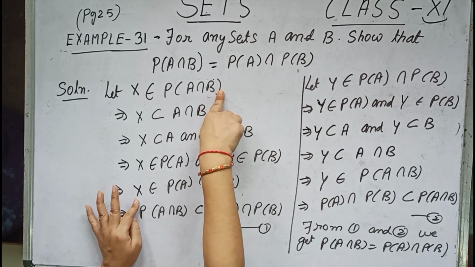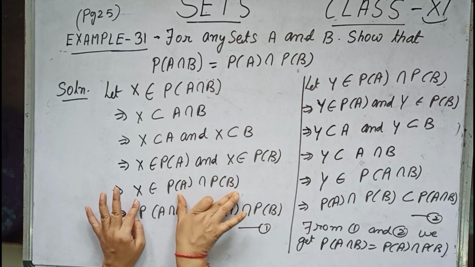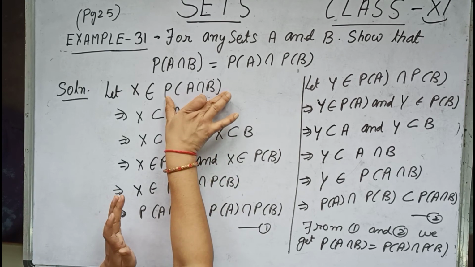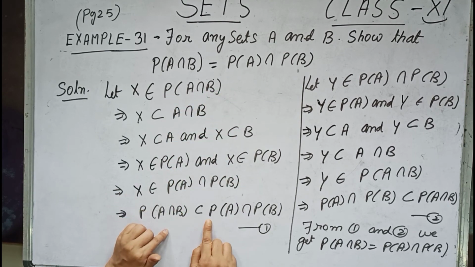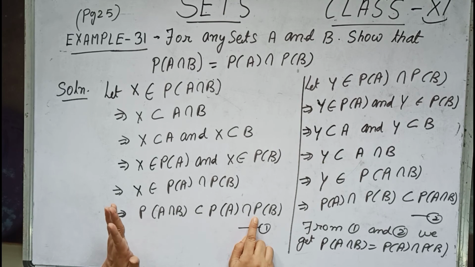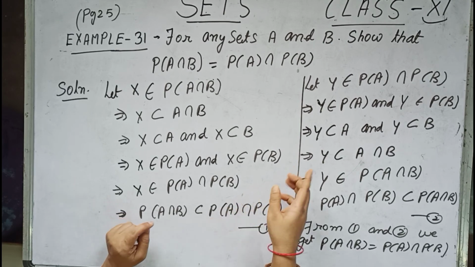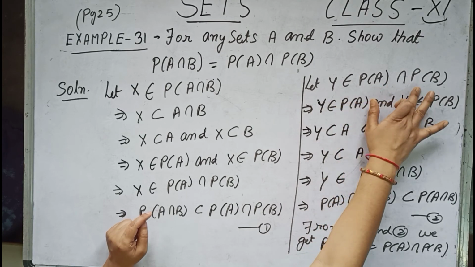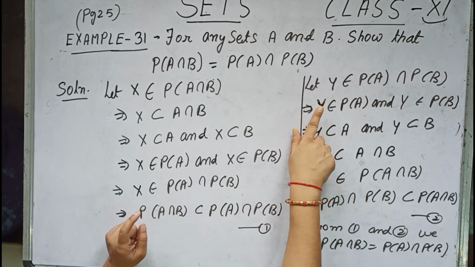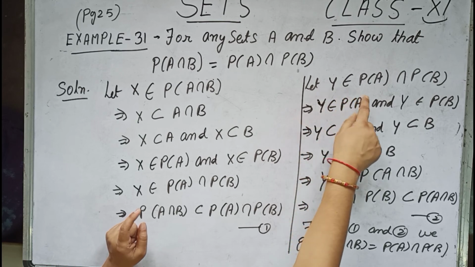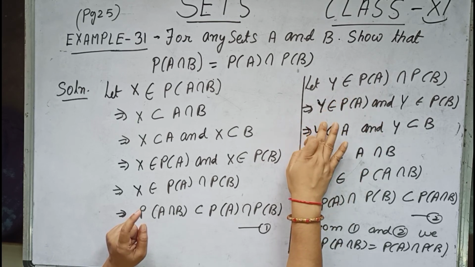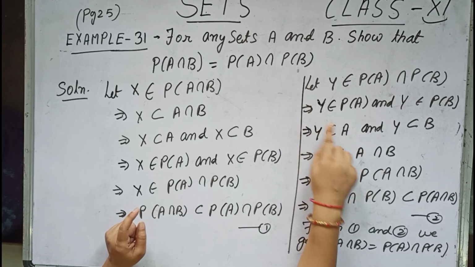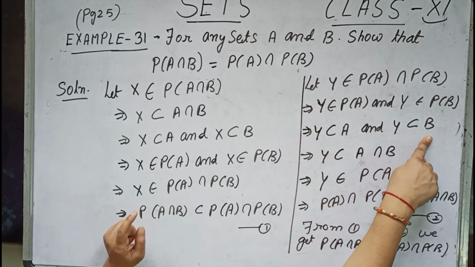So we started with power set of A intersection B and we got power set of A intersection power set of B. So we can write power set of A intersection B is the subset of power set of A intersection power set of B. Again conversely, let us suppose an element Y belongs to power set of A intersection power set of B. Now the set capital Y belonging to the power set of A implies over here that Y is a subset of A and Y is the subset of the set B.